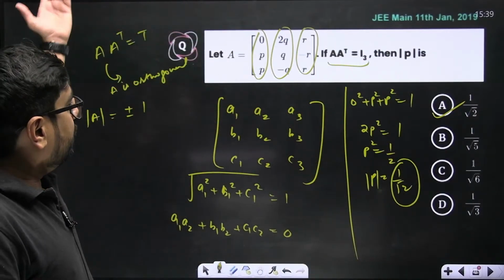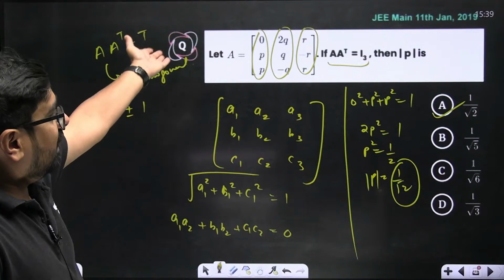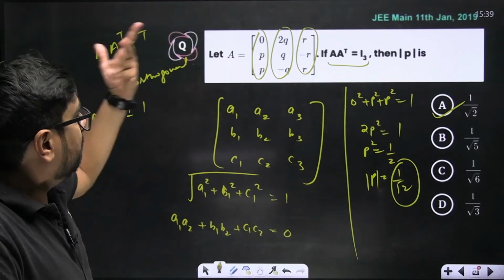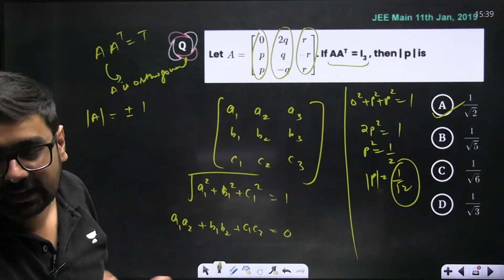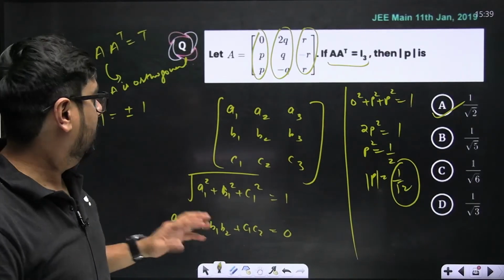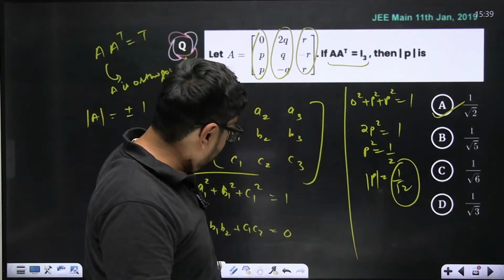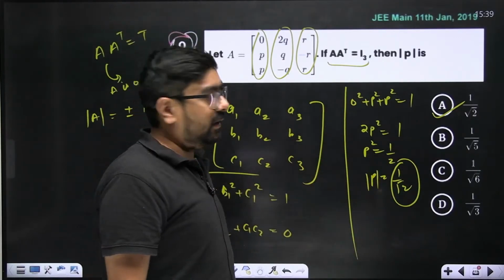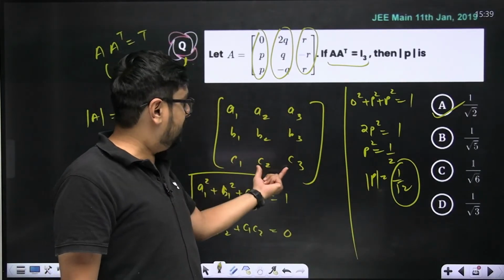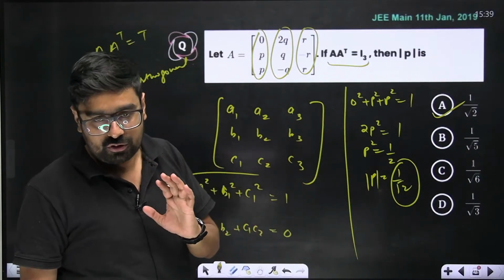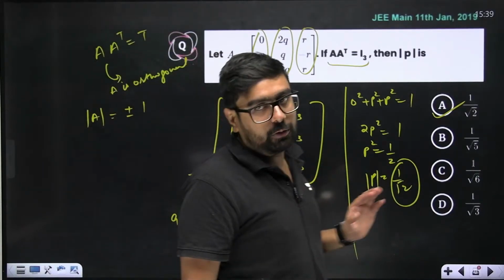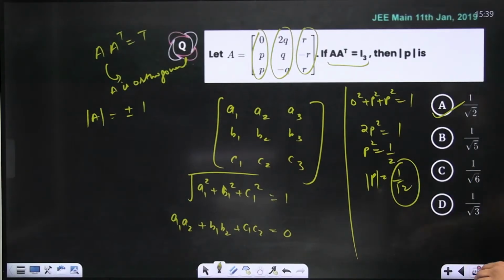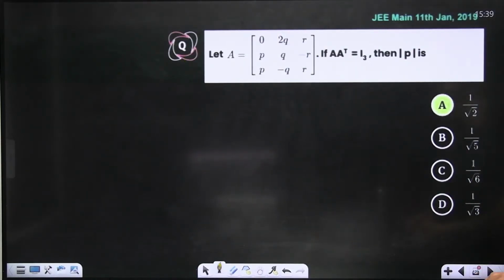Otherwise, you will multiply A with its transpose and then create a 3 cross 3 identity matrix, and I don't think you'll be able to find the answer even in that case. The main thing is that you should use this: magnitude column-wise or row-wise, and the dot product A2, A3 plus B2, B3 plus C2, C3 will also be equal to 0. The dot product of columns will be equal to 0, or of rows if rows are given. That is the beauty of an orthogonal matrix.